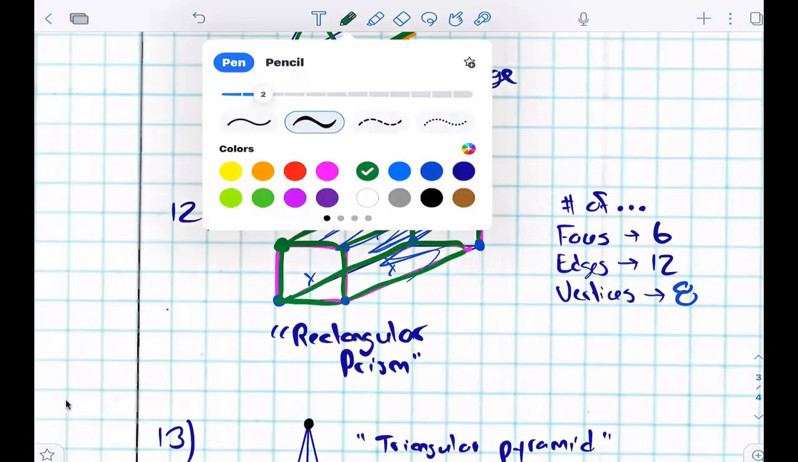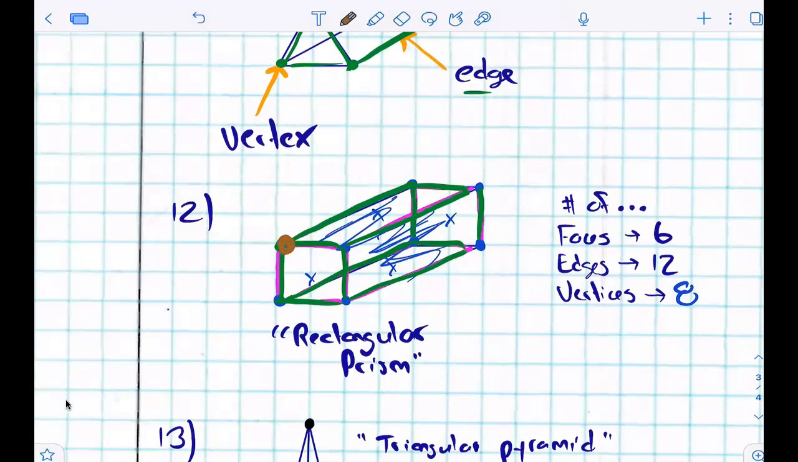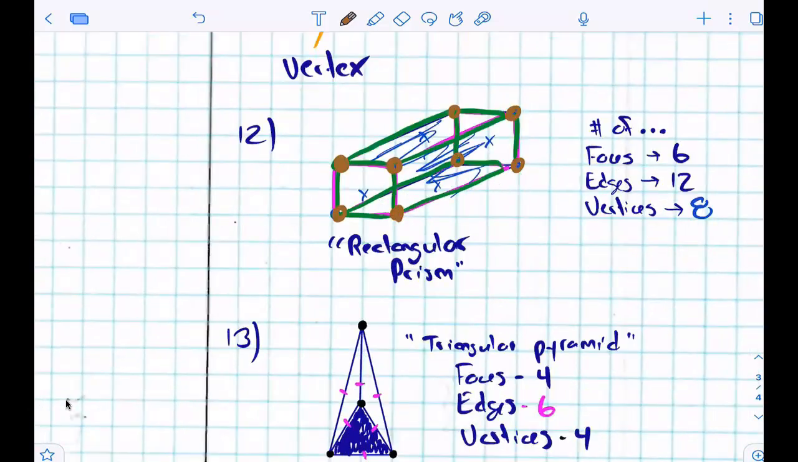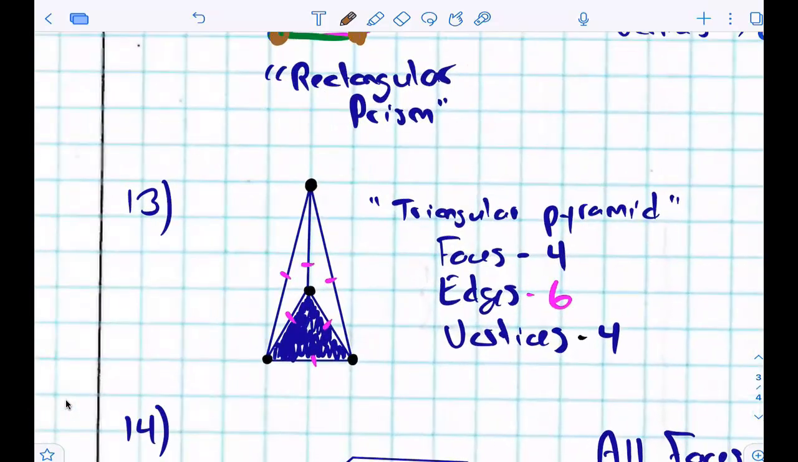Okay, I got to change colors here. I just want to make sure we have it. I'll use a very ugly brown. How many vertices do I have? 1, 2, 3, 4, 5, 6, 7, 8. We good? Yes.